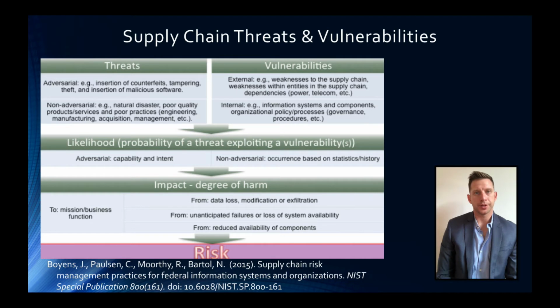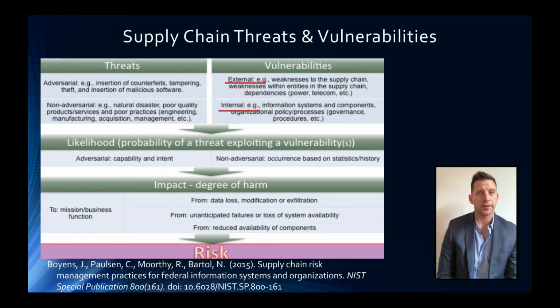Supply chain vulnerabilities can be external or internal. External vulnerabilities are weaknesses within the entities of the supply chain. Internal vulnerabilities are deficiencies within the organizational policies and processes or information systems. Internal and external vulnerabilities are not separate and go hand in hand. Following through on strong organizational policies and procedures will identify and mitigate external vulnerabilities in the supply chain.